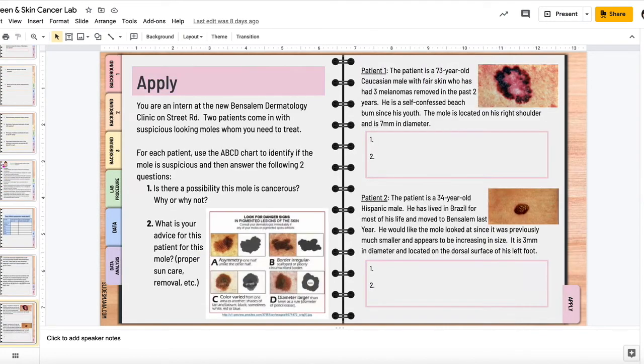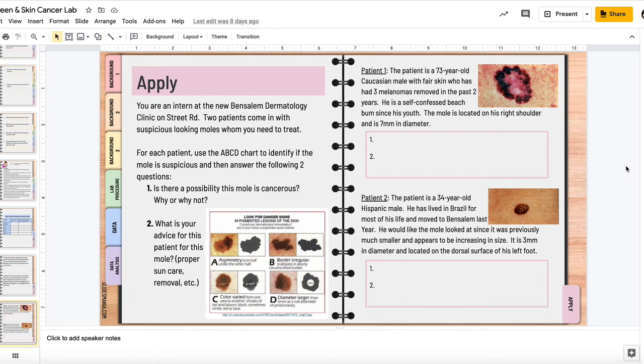And then you have this last part, which is applying what you've learned from the lab. You are assuming the role of an intern, going into the field of dermatology, looking at skin. Those are doctors that treat the skin. And you have 2 patients that come in to your dermatology clinic that you are interning at.